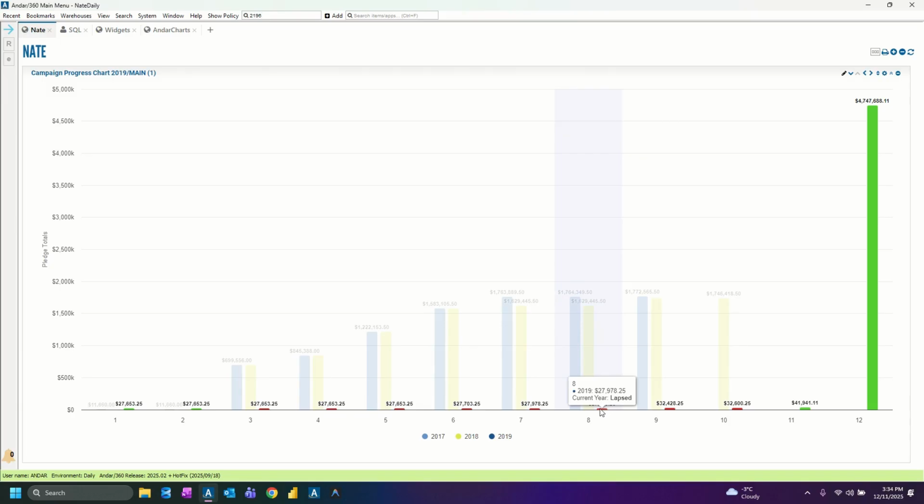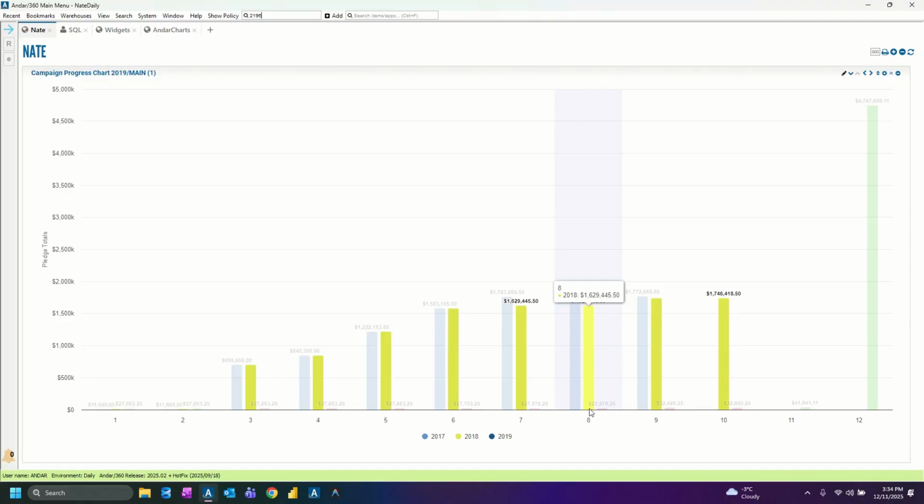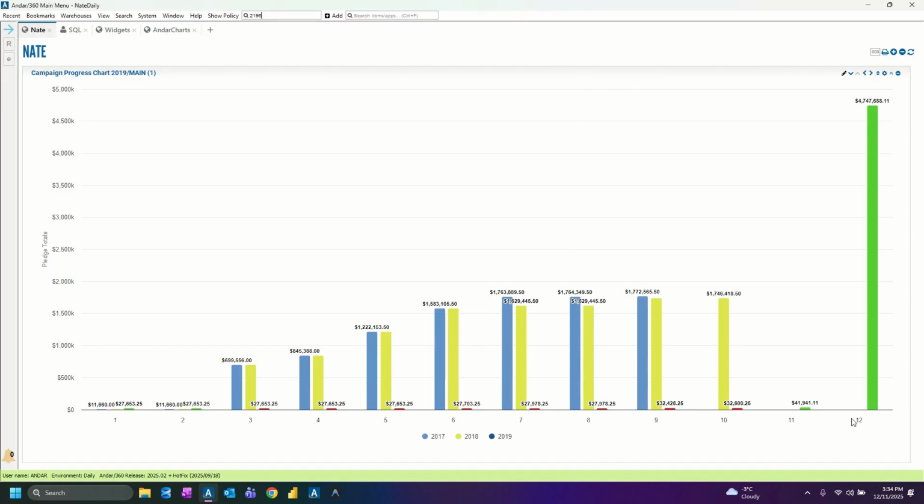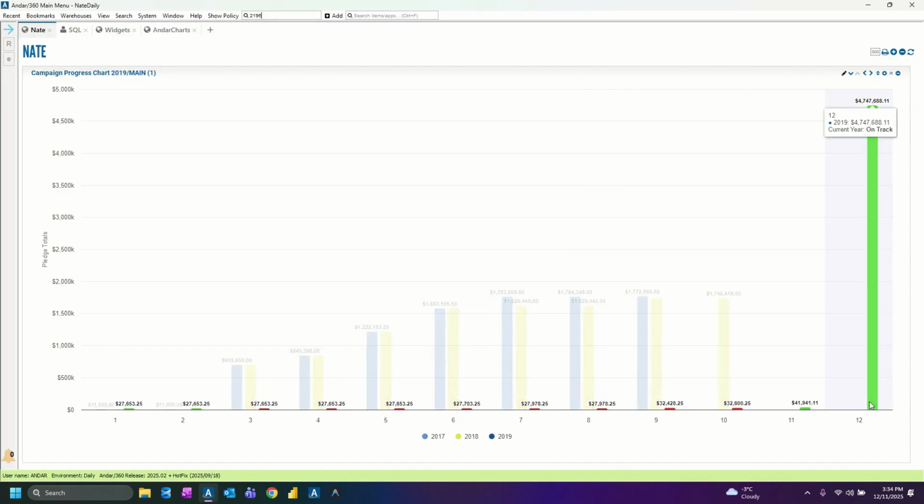Obviously 27,000 is a lot less than the 1.6 million that I've got in the prior year. If we look at the 12th frequency here, it's a green bar. If I hover over it, you can see that's 4.7 million. Again, it says it's current year, and it's green because there's nothing to report for campaign year 2018, so it's more than what it was in the prior year. If I had better data, this would look a lot better. When you put this app in and configure it properly, you'll probably get better data than what I've got in my test system.